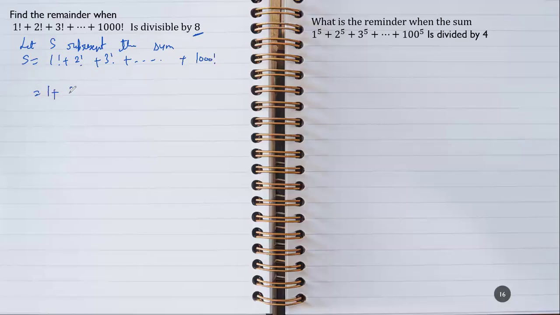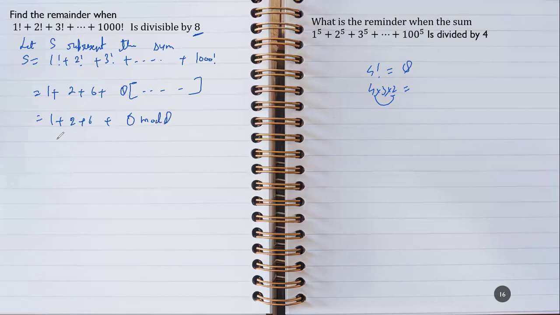So 1 factorial is 1, 2 factorial is 2, 3 factorial is 6, and 4 factorial contains 8, because 4, 3, 2 is present here, 4 times 2 is 8. So 8 will be common in all of them, and everything from there on will be a multiple of 8. So 1 plus 2 plus 6 plus 0 under mod 8. If I calculate 6 plus 2 plus 1, this will give me 9, and 9 is congruent to 1 mod 8. So the remainder here is 1.